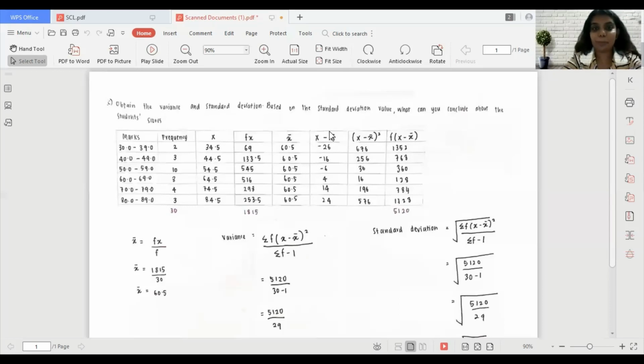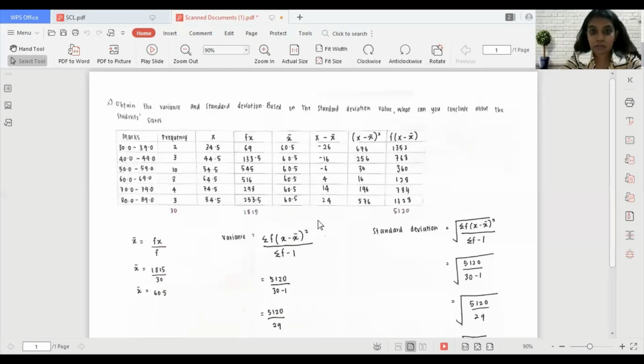After that, we have to subtract the mean from x. 34.5 minus 60.5, we get negative 26. 44.5 minus 60.5, we get negative 16. 54.5 minus 60.5, we get negative 6. 64.5 minus 60.5, we get 4. 74.5 minus 60.5, we get 14. 84.5 minus 60.5, we get 24.